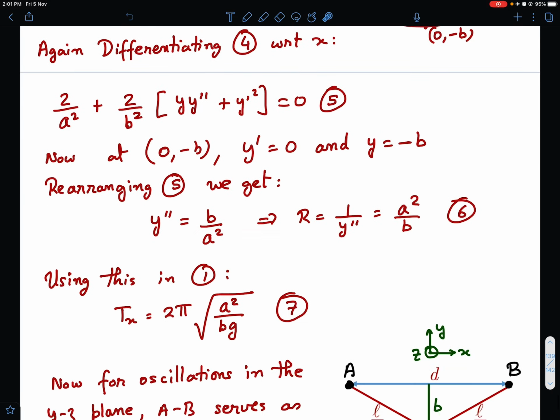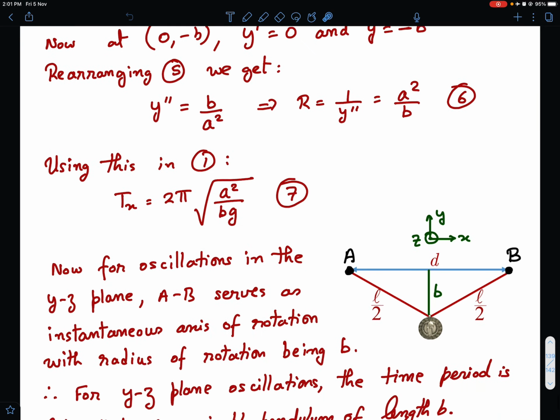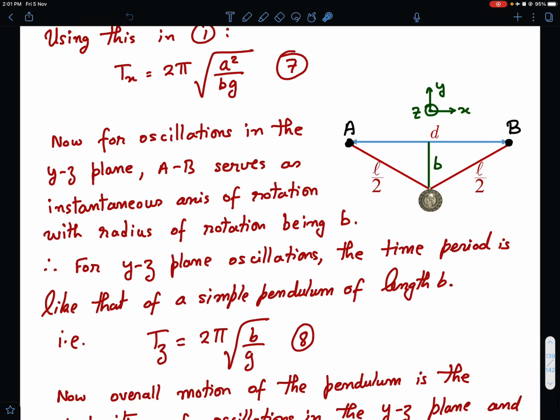Okay. Now I can use this in equation 1. What is the equation 1? Tx is 2 pi under root r by g. So that becomes 2 pi under root a square by bg. Okay. So this was our time period for oscillation in the x direction.